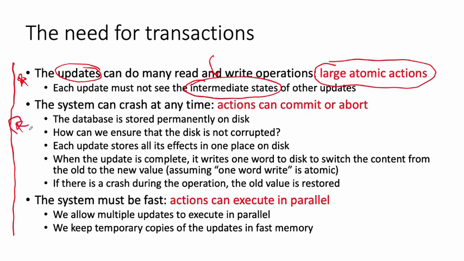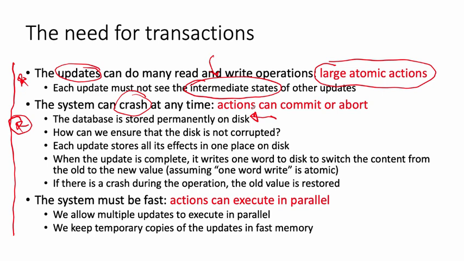Second thing, the system can crash. Again, now we're talking about resilience. It can crash at any time. And in order for things to be permanent, the database is stored on a disk. But many things can go wrong. The computer can crash. The disk itself can crash, can break. And so everything has to stay correct.